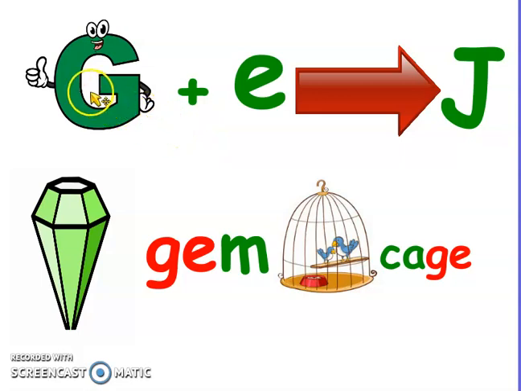If the letter G is followed by E, it's pronounced J, as in gem, cage. Look, here we have letter G followed by letter E.